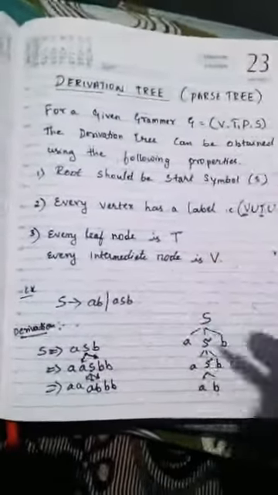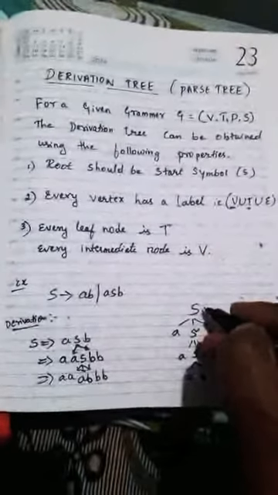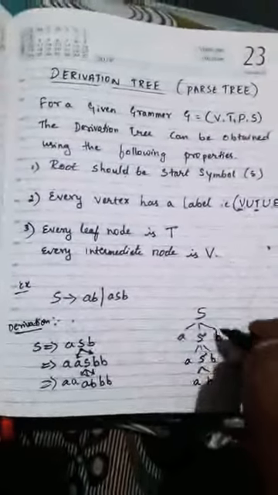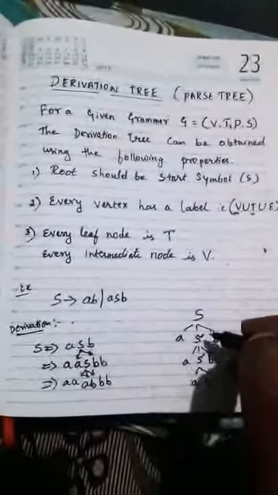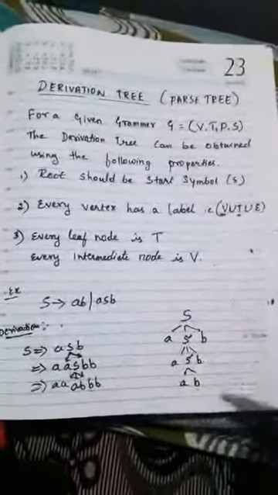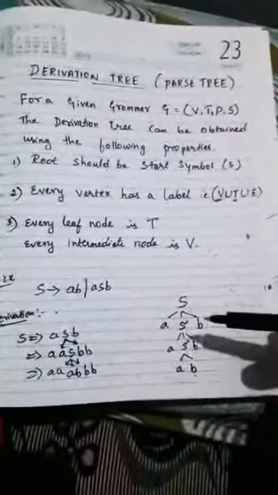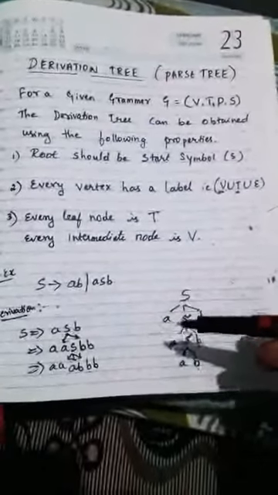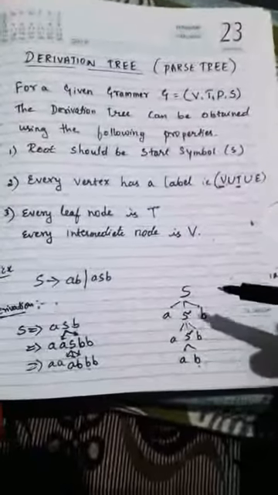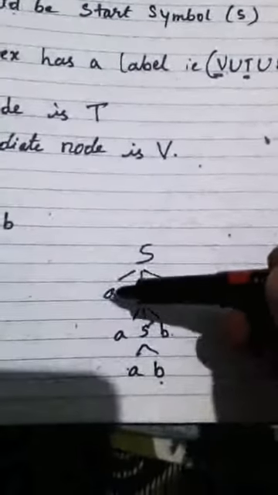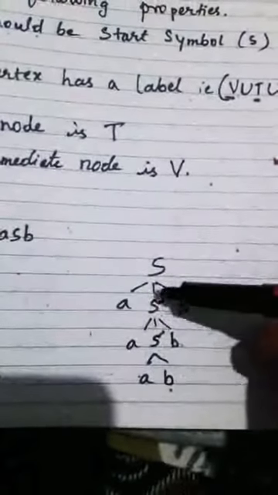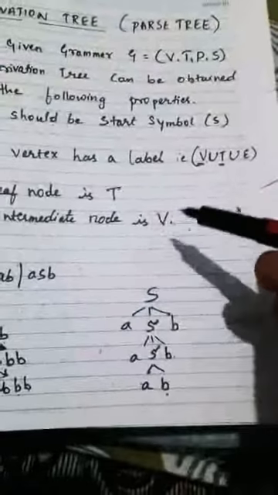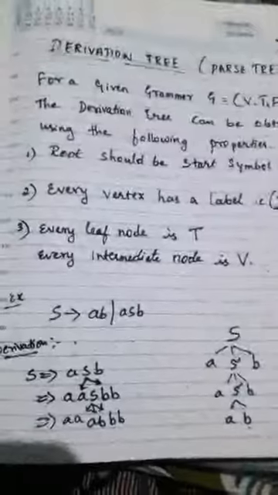What are the conditions? The root should be the start symbol. Every node should be from V, or from T, or epsilon. That is the second condition. And the third condition is that leaf nodes should be terminating symbols. All the leaf nodes should be terminating symbols, and all the intermediate nodes should be non-terminating symbols, or the set of variables. Now see how to write the derivation tree.